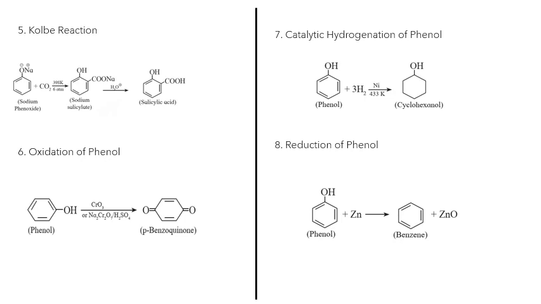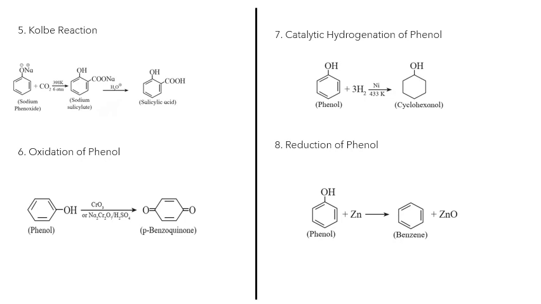Next reaction, that is oxidation of phenol. Phenol on oxidation with chromic anhydride or sodium dichromate in presence of H2SO4 gives para-benzoquinone. Phenol oxidizes slowly, giving a dark colored mixture in presence of air.